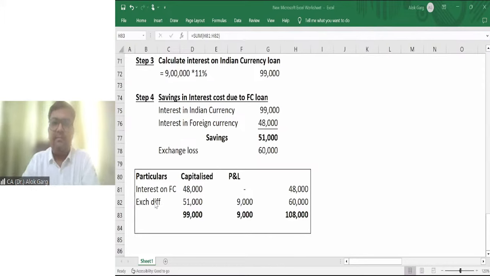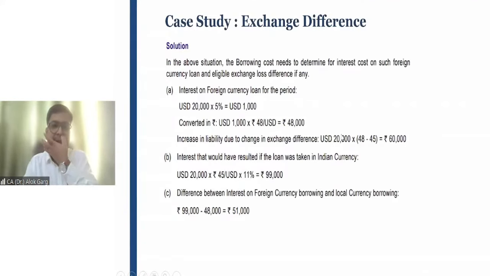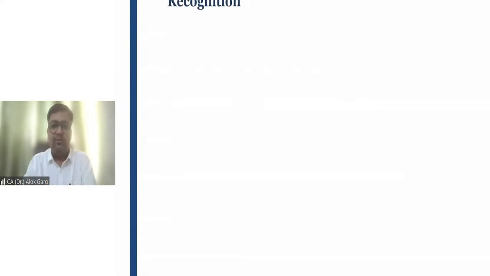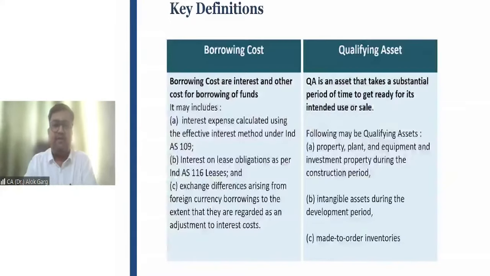Is that clear? So, friends, this part we have already computed. This part we have closed. This part we have understood. Hence, this borrowing cost we have already covered.